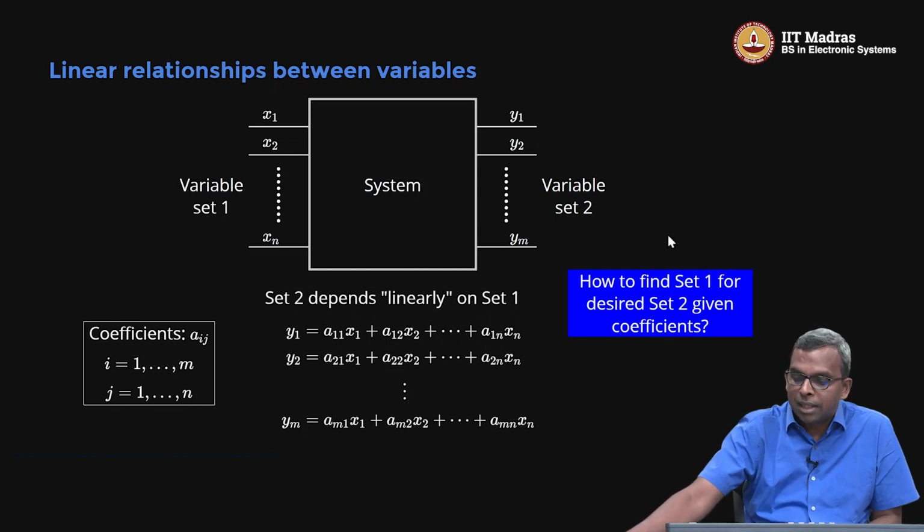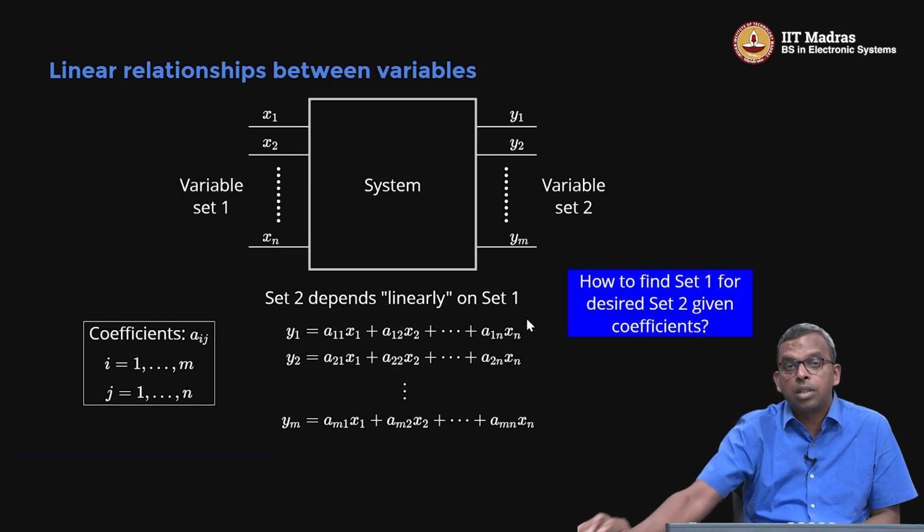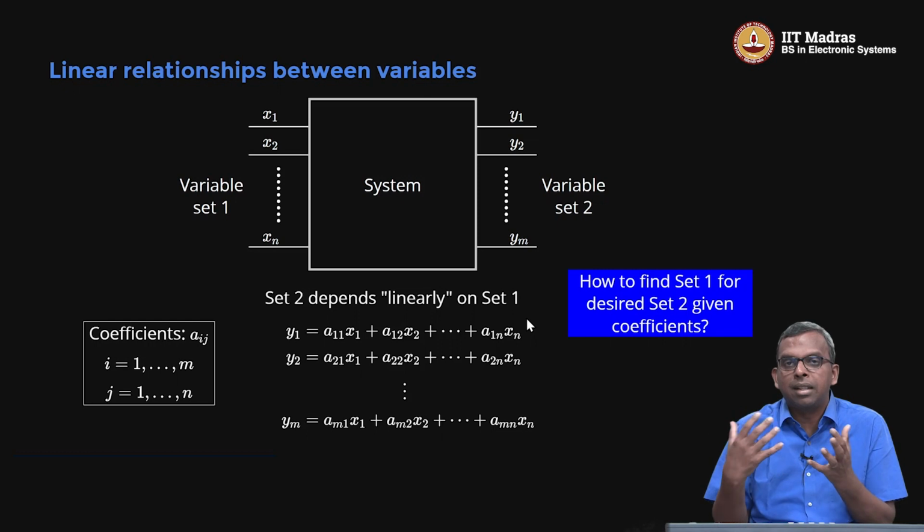But notice what this question is asking. What if you only know y1 to ym, and you know the coefficients and you have to find x1 to xn? Okay, so this is sort of like the inverse problem in solving linear equations, right?